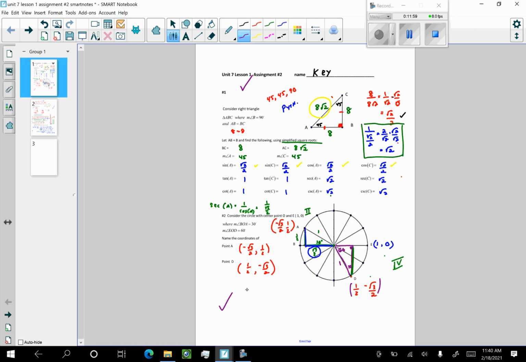And then some problems where you have to find the coordinates on a circle with radius 1.